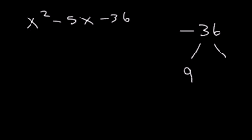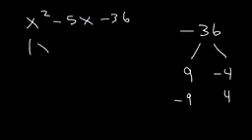9 times 4 is 36 and they differ by 5. Now one of these numbers has to be negative. It can't be 9 and negative 4 because that adds up to positive 5. But negative 9 and positive 4 adds up to negative 5. So the answer is going to be x minus 9 times x plus 4.